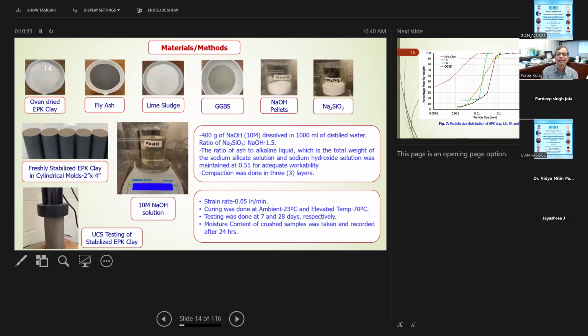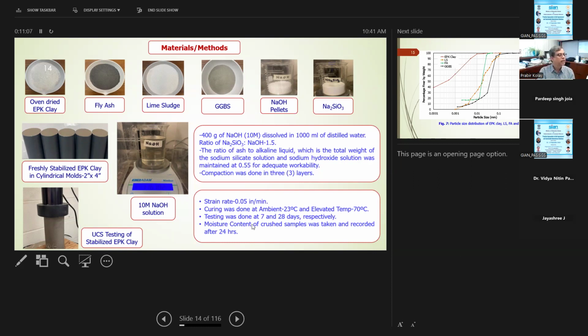And I'm not going to go into detail on the procedure. Basically the sodium hydroxide is very important. In this case, the sodium silicate to sodium hydroxide ratio is 1.5. And the ratio of the ash to alkaline liquid, which is the total weight of the sodium silicate solution and the sodium hydroxide solution, was maintained at 0.55. Just for example, this is like the water to cement ratio in concrete. So we maintained 0.55, and the compaction is done in 3 layers.